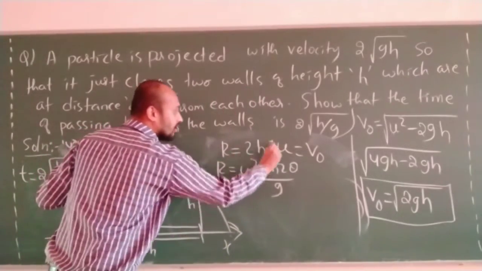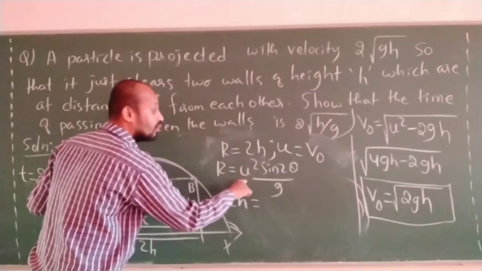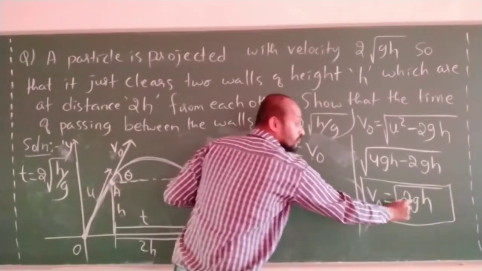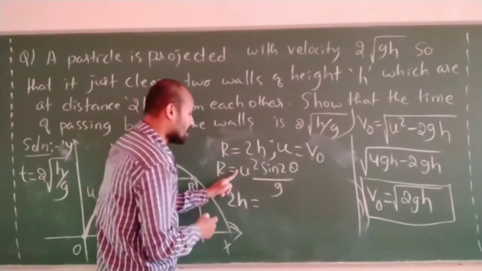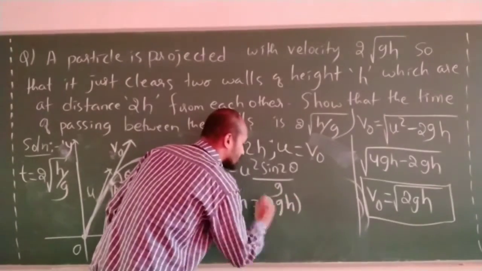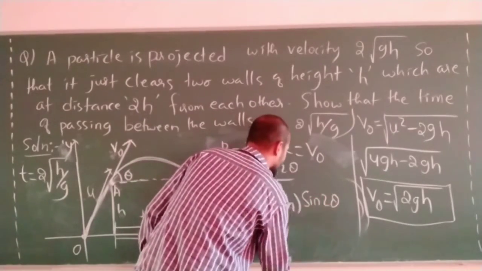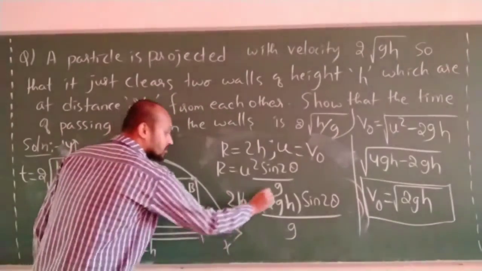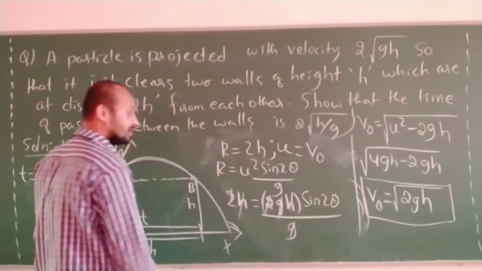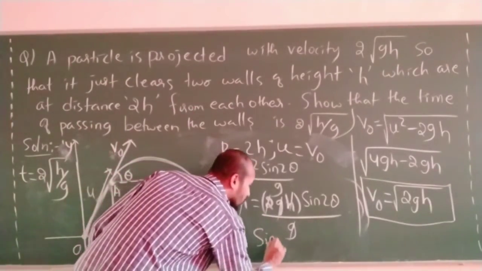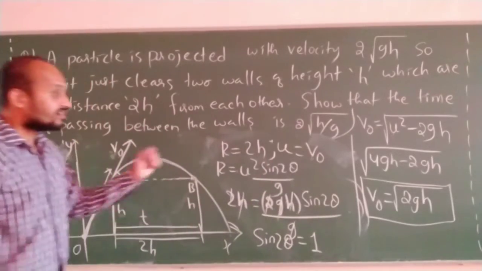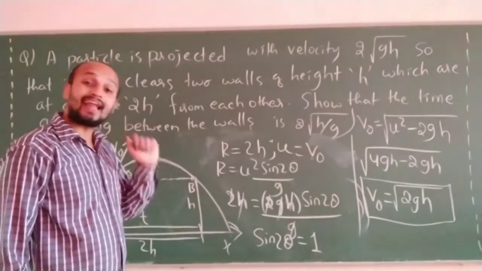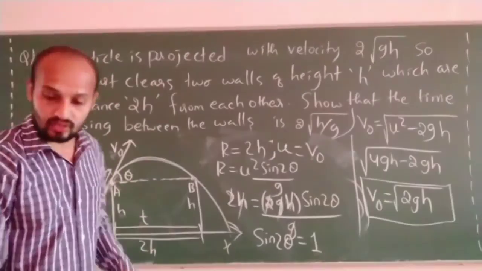So here r is equal to 2h. So 2h is equal to u square, and u square is nothing but V naught squared. V naught is how much? Root of 2gh. So root of 2gh means it will be just 2gh into sine 2 theta divided by g. h to h, g gets cancelled, everything is getting cancelled. You are going to get sine 2 theta is equal to 1. Sine 2 theta is equal to 1, or 2 theta is equal to how much? 90 degree. 2 theta will be equal to 90 degree.